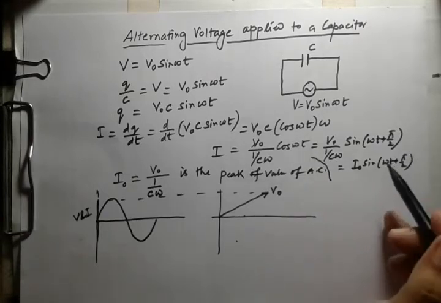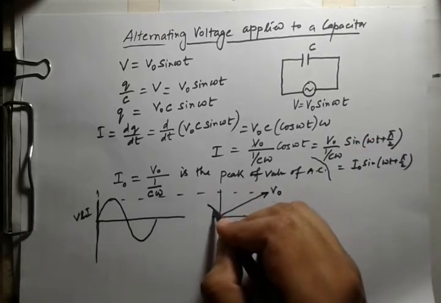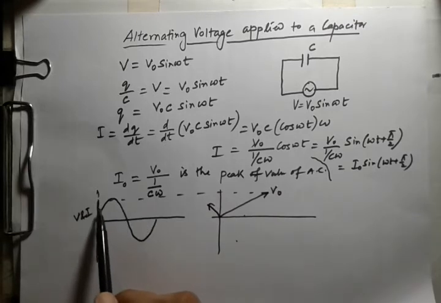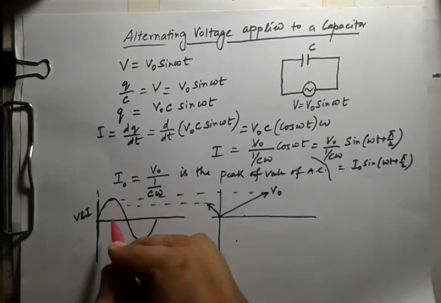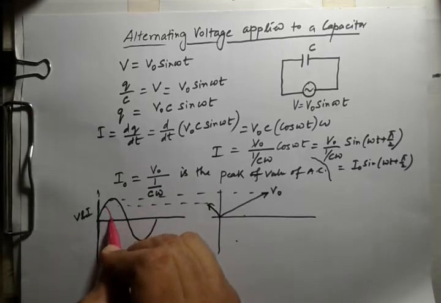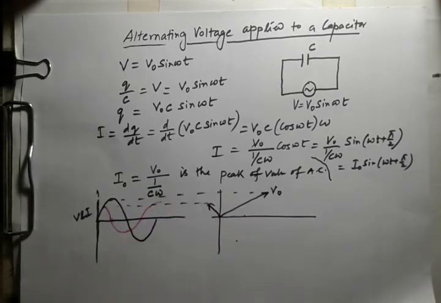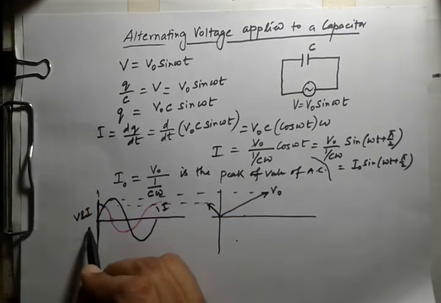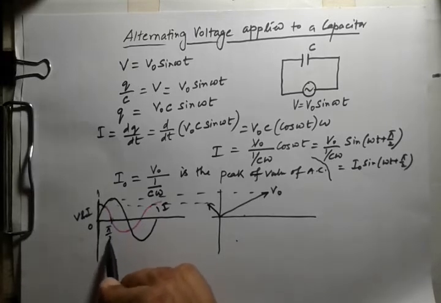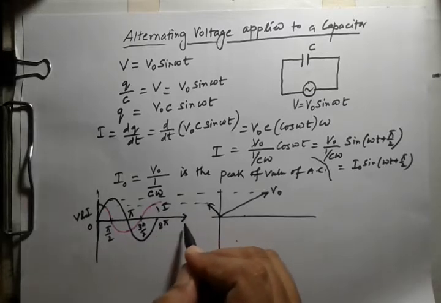See, the current I naught is pi by 2 times leading. That means you can write it here in this way. So if we draw a line again like this way, your current will be in this way. So this is your current, I. This one is 0, this one is pi by 2, this one is pi, this one is 3 pi by 2, this one is 2 pi. And this is your time.